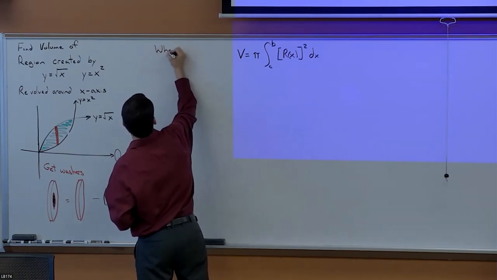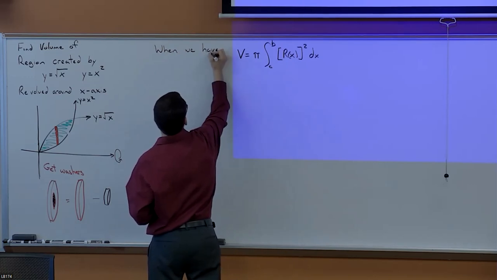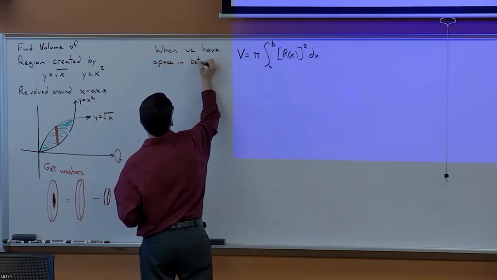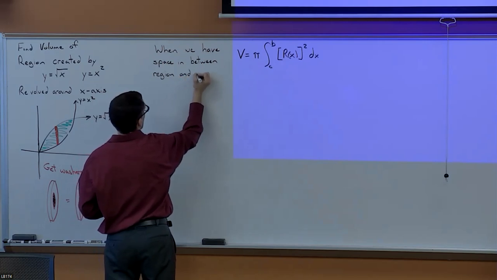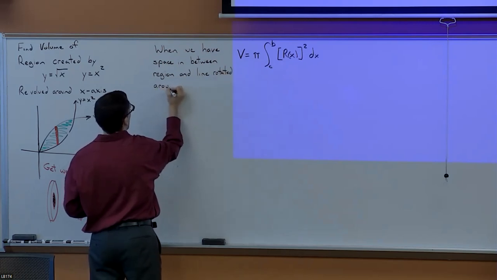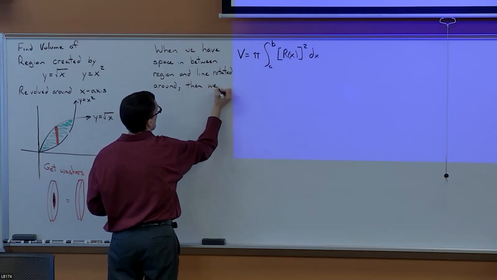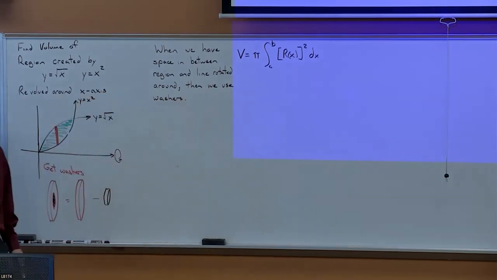So when we have space in between the region and line rotated around, then we use washers, and you do a disk method value minus a smaller disk method value.